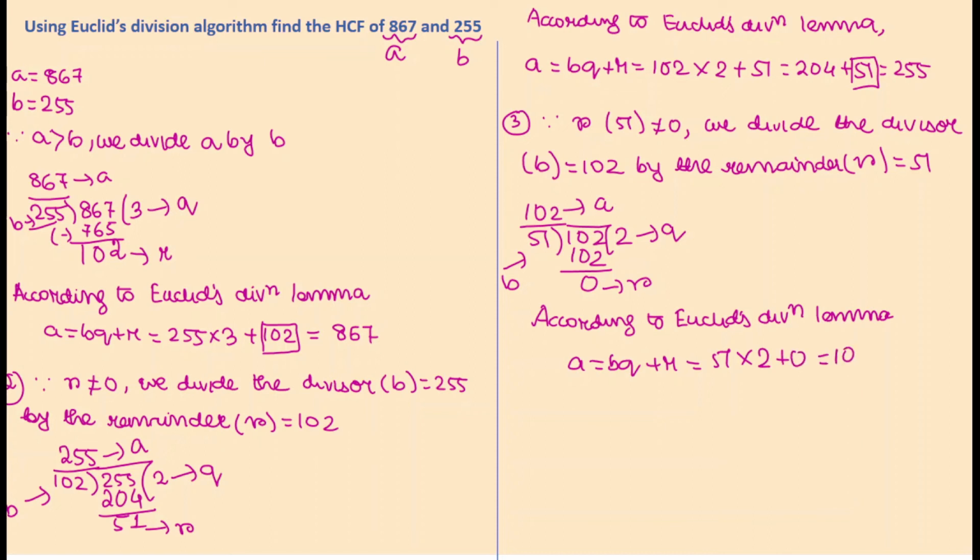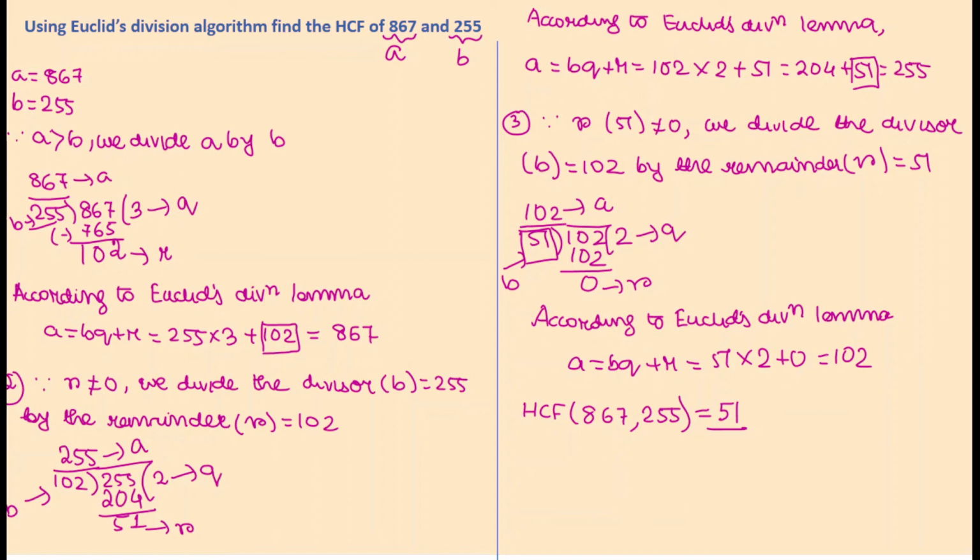So 102. Okay. So since the remainder came out to be 0, the HCF of 867 and 255 will be equal to the value of the latest divisor, that is 51. So HCF of 867 and 255 gives us 51.